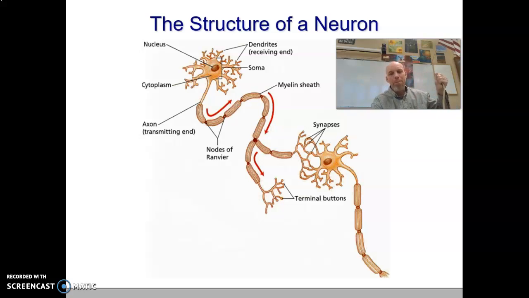Okay, so that's the basic structure of a neuron. I'll leave it at that, and Mr. Woodard will pick up the function and how that impulse actually travels in the next video.